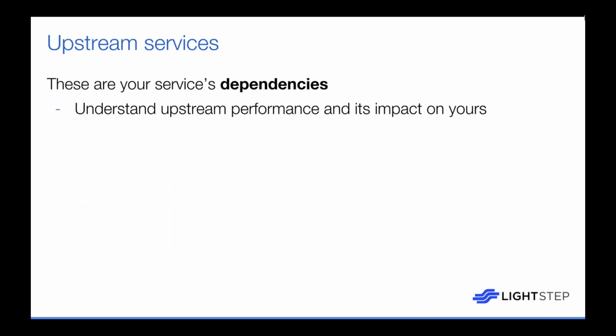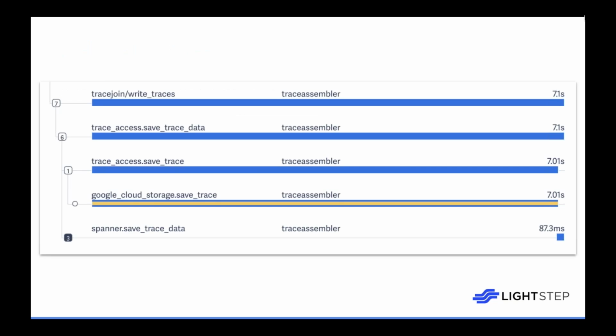Okay, the last change that I wanted to talk about is upstream services. So these are your service's dependencies, things that you depend on in order to provide service, and understanding their performance is really critical in understanding how it impacts yours. So I want to take one more example from Lightstep here.